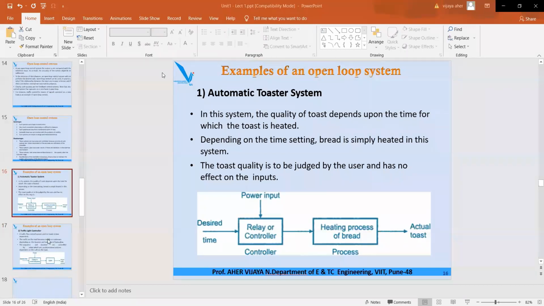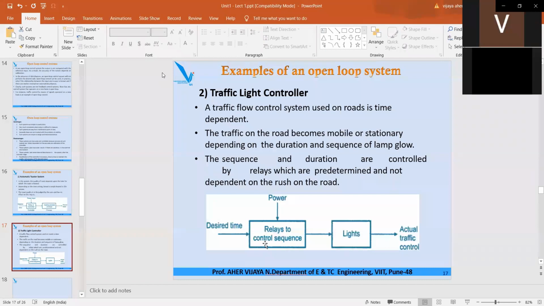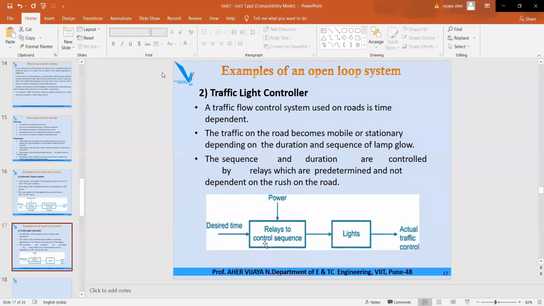Now, the next wonderful example of open loop control system is the traffic light controller. Again, in this we have a controller and a process. The process is nothing but the lights: green, red, and orange lights. The output of this process is the actual traffic control. In the controller block we have relays. Different types of relays are used. For the relays, two inputs are given. First is power input, that is power and switch on/off, and second is the desired time.